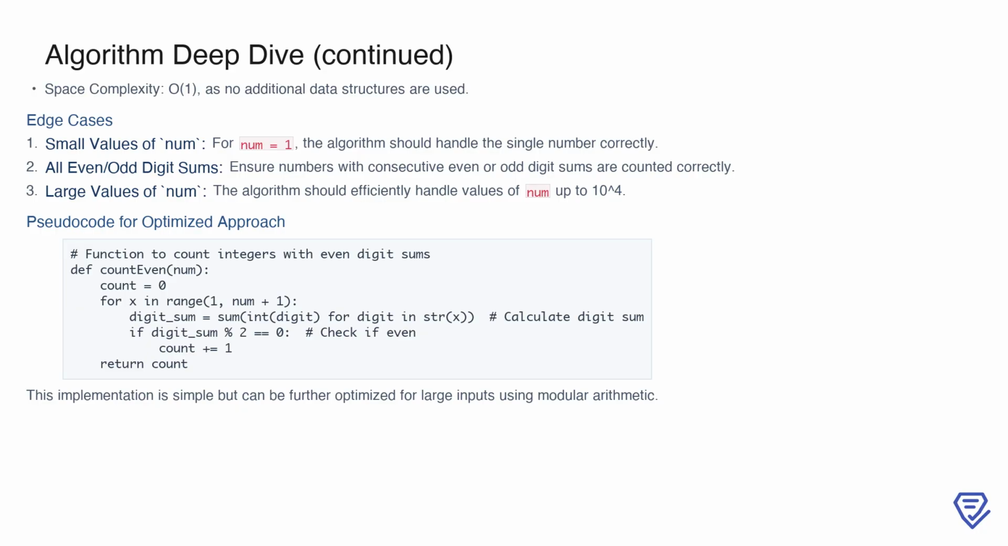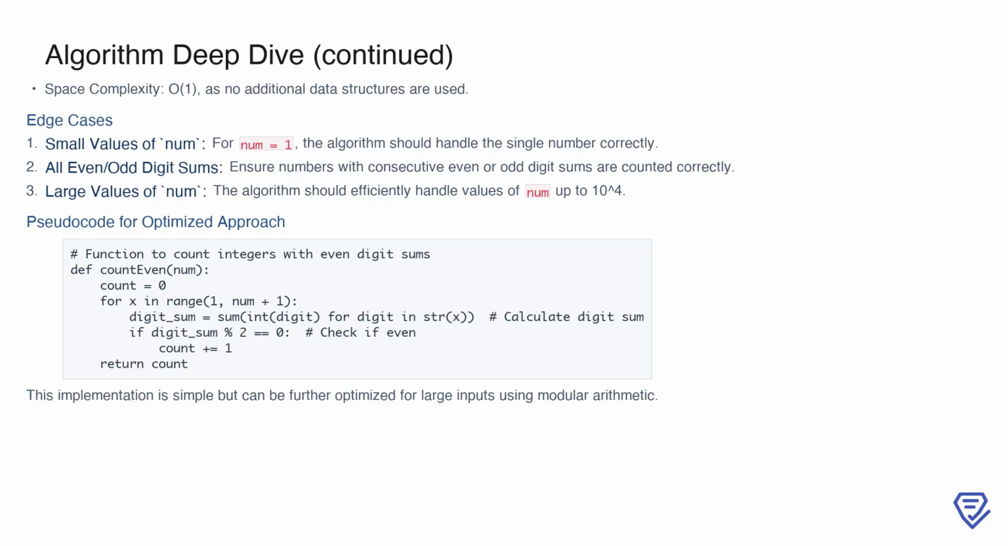To summarize, the brute force method has a time complexity of O(n log n), as we process n numbers and compute the digit sum for each in O(log n) time. On the other hand, the optimized approach reduces the time complexity to O(n), as updating the digit sum incrementally for each number is constant time. Both approaches have a space complexity of O(1), as they use only a few variables.